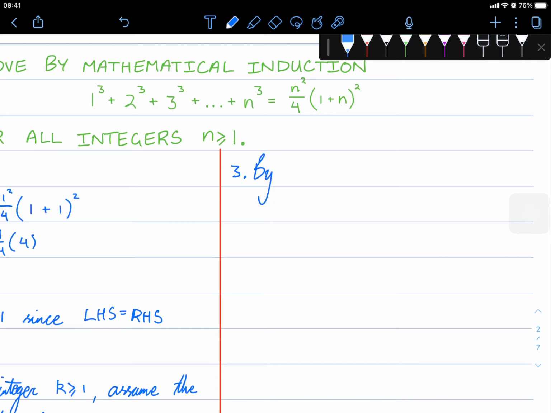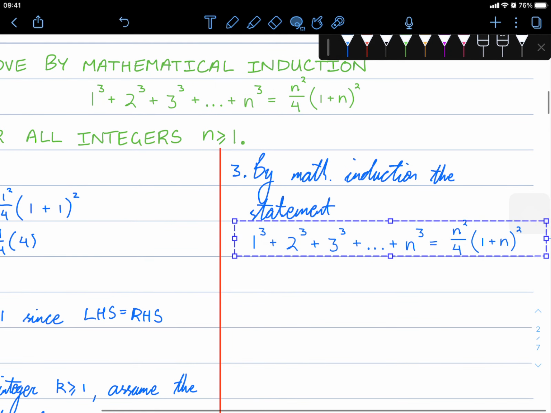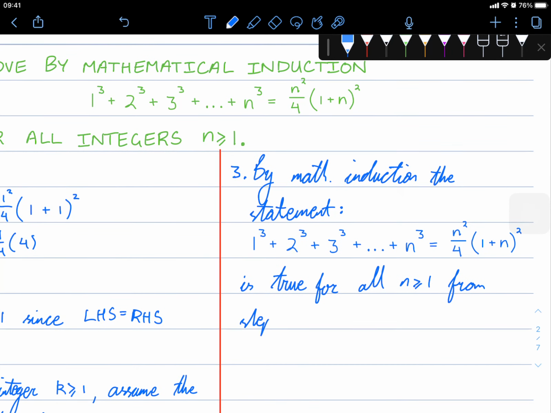We can say by mathematical induction, the statement, I'm going to be lazy and use my iPad technology, this statement here is true for all n greater than or equal to 1, from, you can just make it easy, from step 1 and step 2. And that's the end of one example.